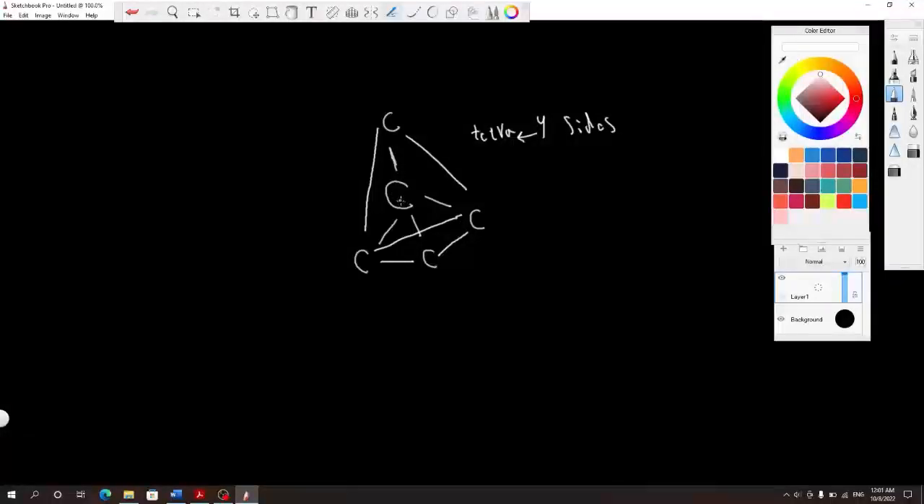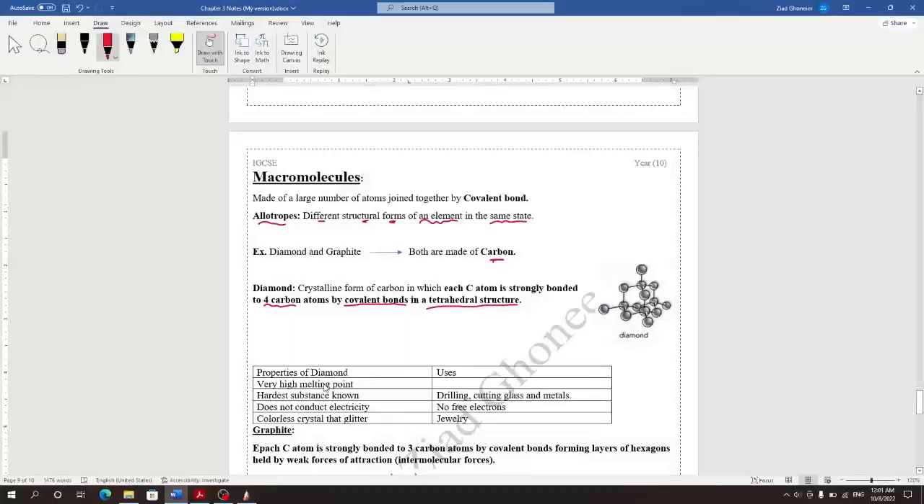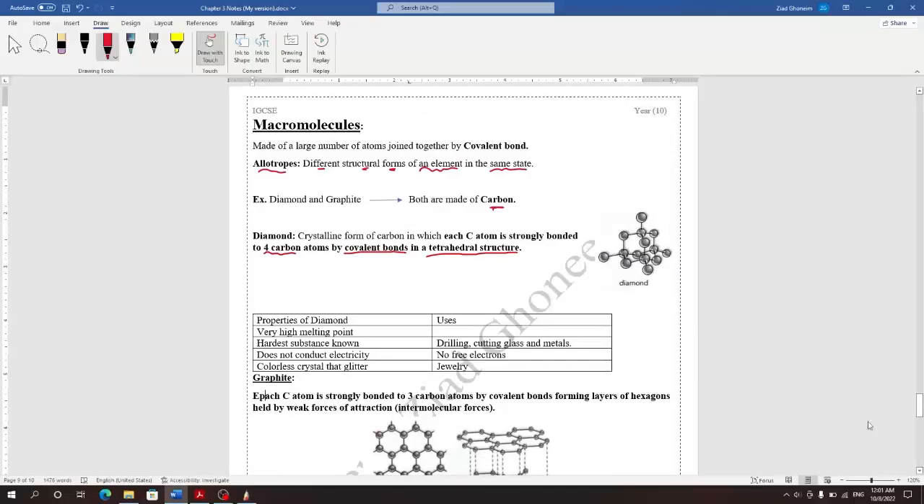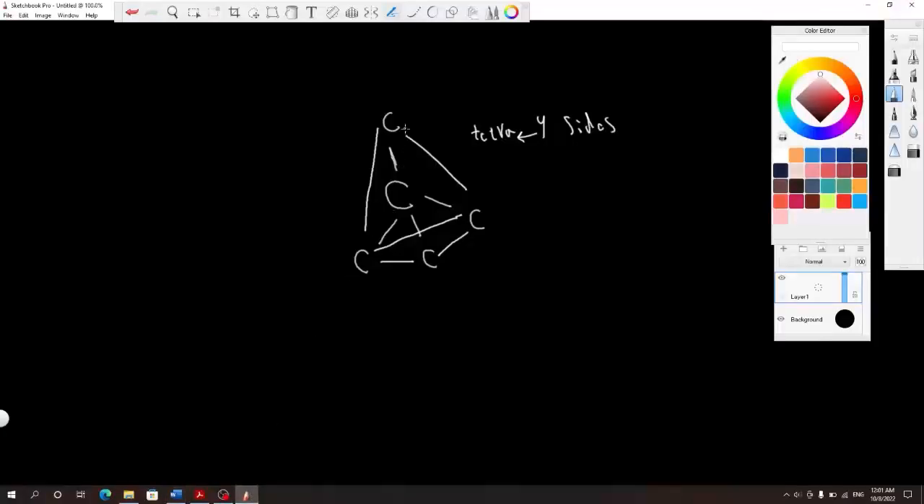This tetrahedral structure gave diamond its physical properties as follows. Diamond has a very high melting point and is the hardest substance known, so it's used in drilling and cutting glass and metals. It doesn't conduct electricity because there are no free electrons. All carbon atoms are connected to each other by covalent bonds, so there are no free electrons, so it doesn't conduct electricity.